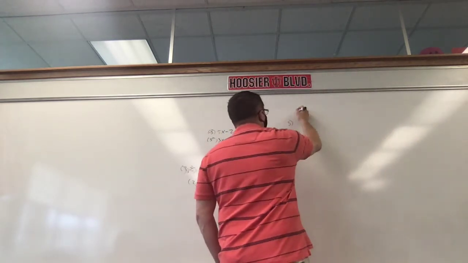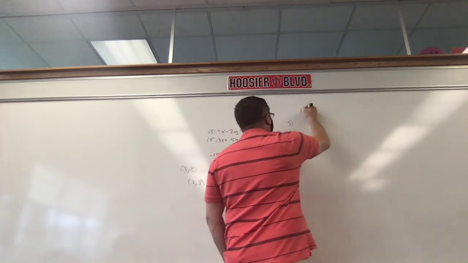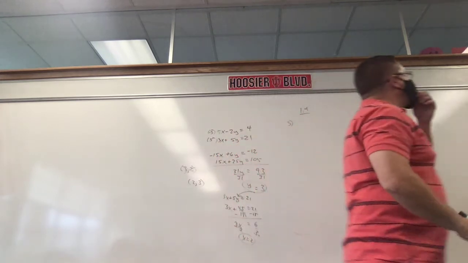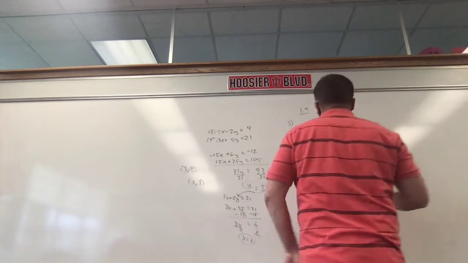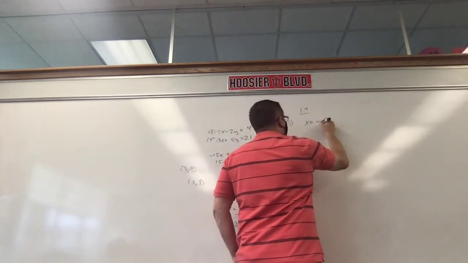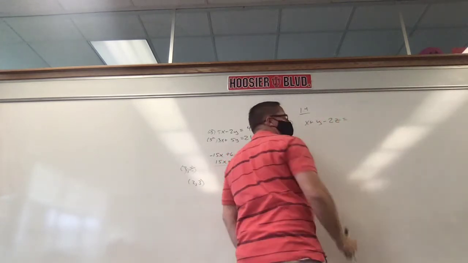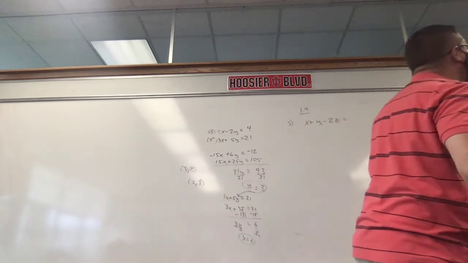So let's look at problem number 3. This is actually from the section 1-4, okay? So they give us x plus y minus 2z. I always put lines through my z's so they don't look like 2's, equals 5, 2, and 9.